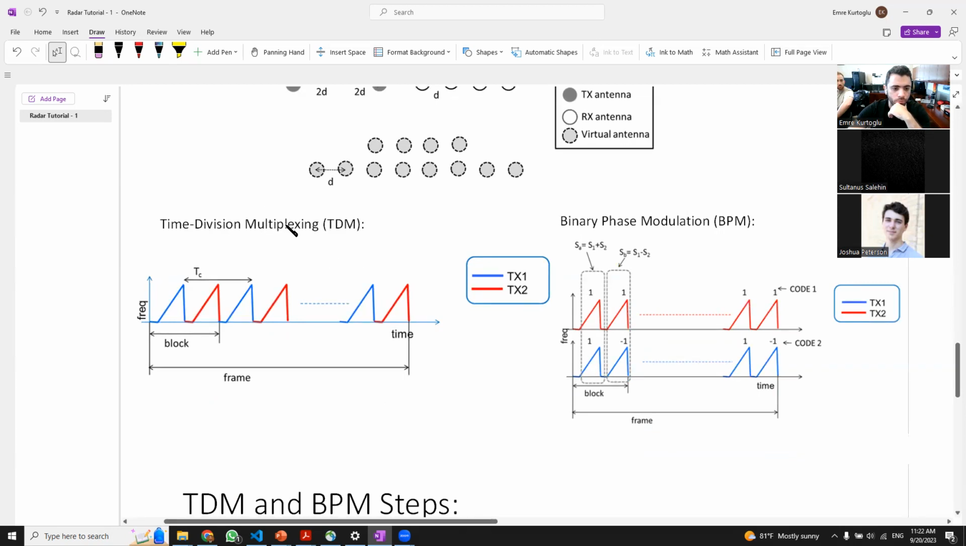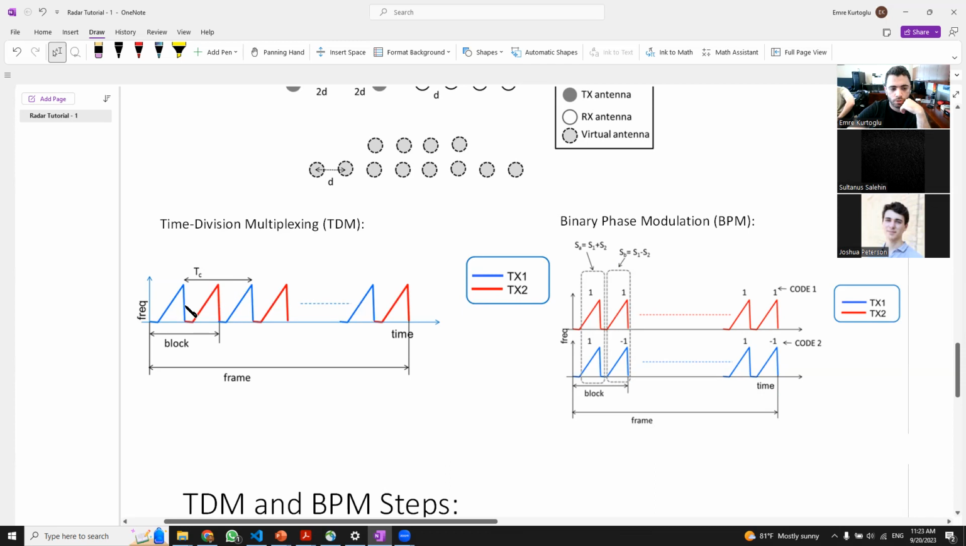And for the time division multiplexing, basically this is what we just described. We define 2 different chirps. So these blue and red triangles are our first and second chirps. In the first chirp, we are going to activate only the first transmitter. So in this case, we have only 2 transmitters, we don't have any elevation transmitter. In the first chirp, we are using only the first antenna to transmit a pulse, and in the second chirp, we are using only the second antenna to transmit a pulse.